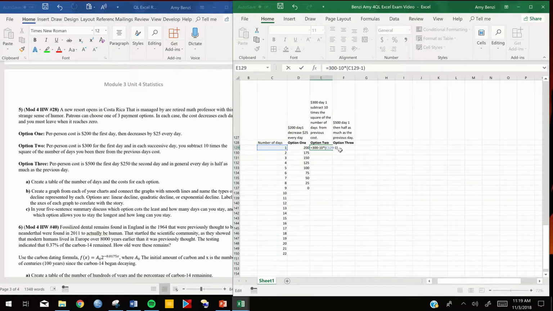Think about that. All right, so here I have, let's see, 300 minus 10 times the square of the number of those days. So that's the square, that number of days I've stayed squared, from the previous day's cost. So what does that mean? Let's have a look. All right, so the first day is $300, but what about the second day? Can I do that to the second day? Well, I can, because on the second day it was $300. So this 300 still makes sense. But what's going to happen on the third day?